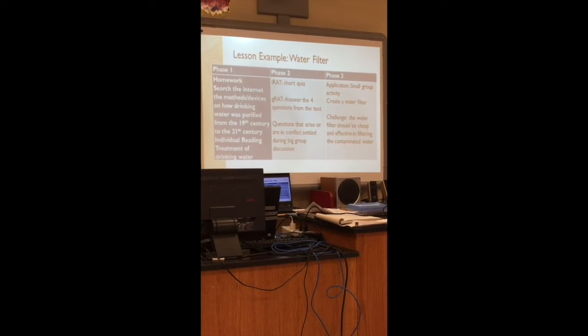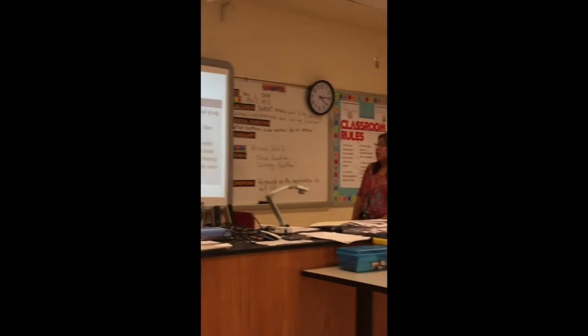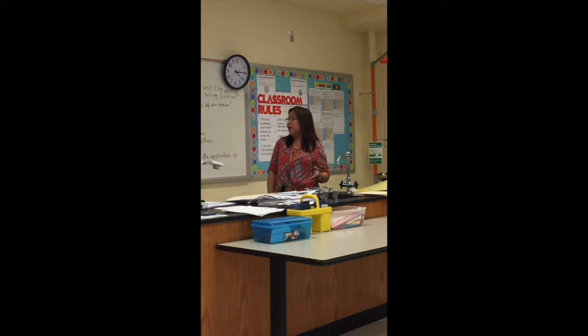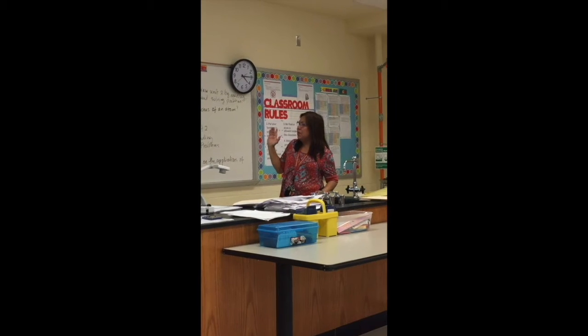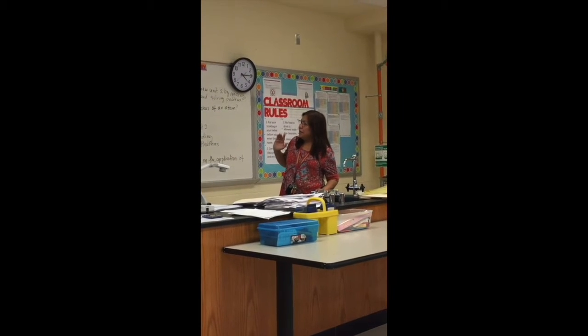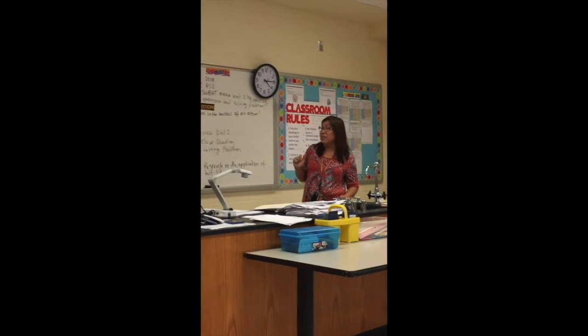For phase 3, we have the small group activity wherein they're going to create a water filter. So I give them different materials that they can use in constructing the layers that they can put in their water filter device. So the challenge is for the water filter to be effective as well as low cost.